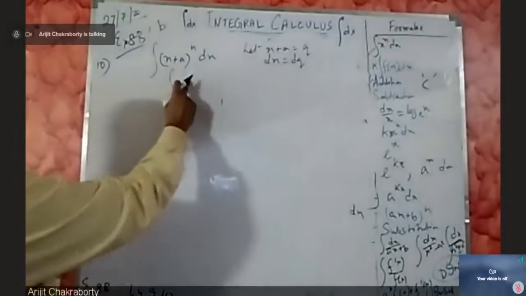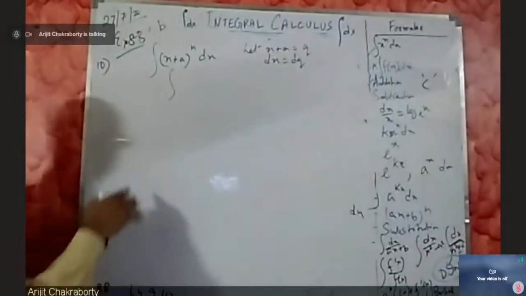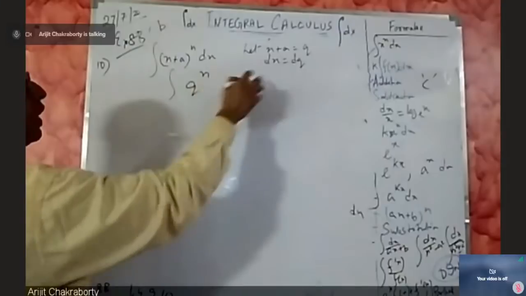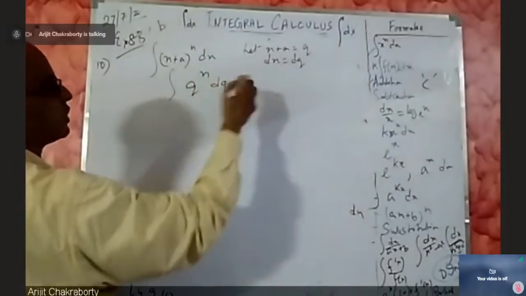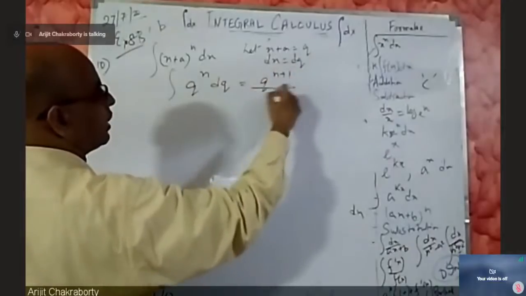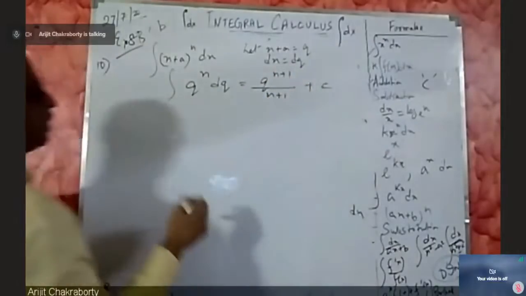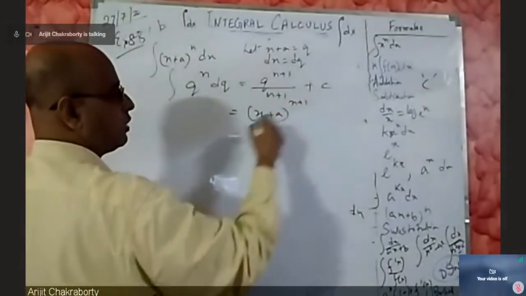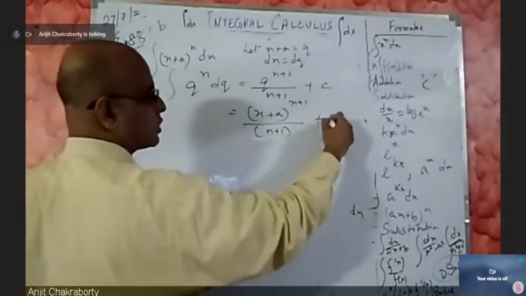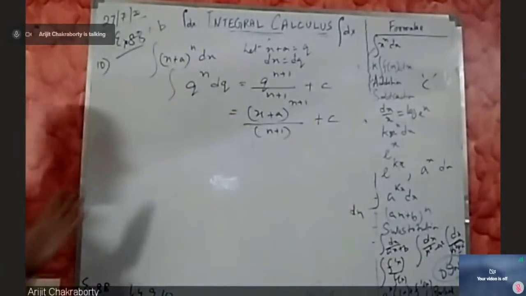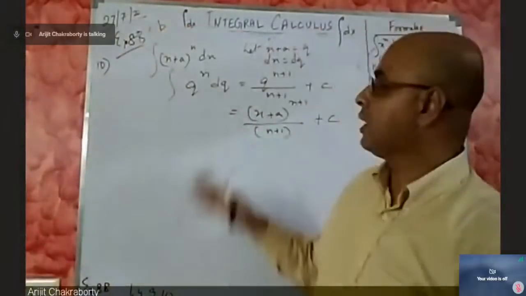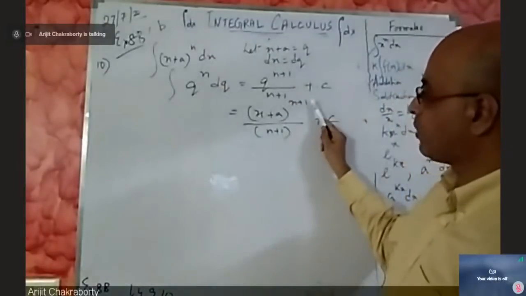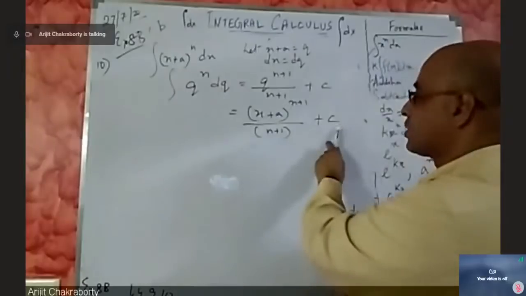So I will put, this is substitution method. Number 10 is a substitution method problem. So x plus a, I will take it as q to the power n, and dx I will put dq. So this is q to the power n plus 1 by n plus 1 plus c. But q is x plus a. So this will be (x plus a) to the power n plus 1 by n plus 1 plus c. Please check the answer with the answer given in the study material. So directly we are solving (x plus a) to the power n, and it gives us (x plus a) to the power n plus 1 by n plus 1 plus the constant c.